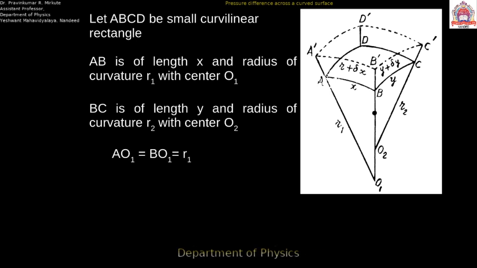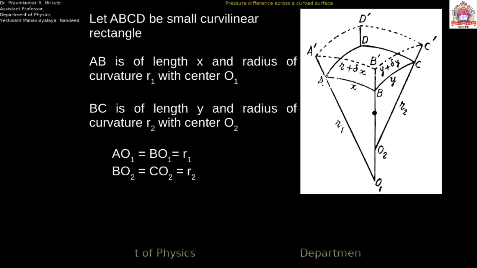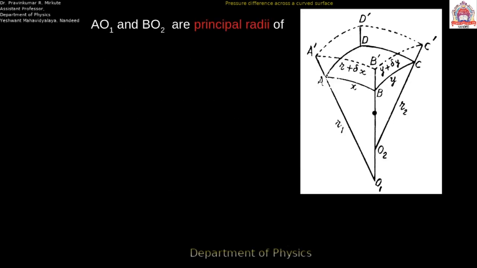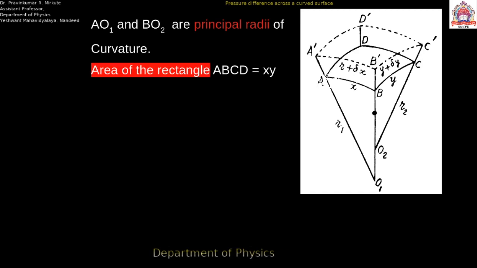Clearly, AO1 is equal to BO1, and that is equal to R1, and the radii of curvature are called the principal radii. So BO2 is equal to CO2, which equals R2. So these R1 and R2 are the principal radii of curvature. The area of the rectangle ABCD is equal to xy.